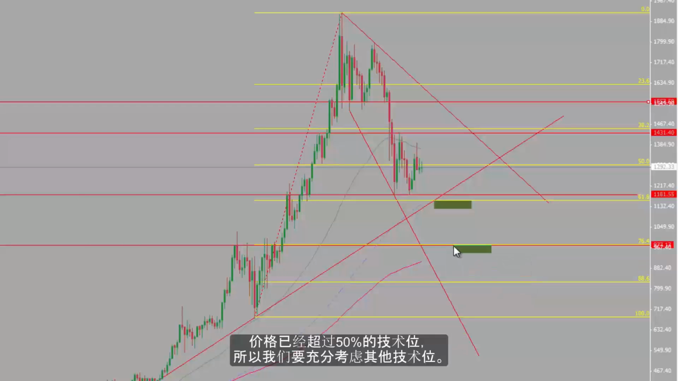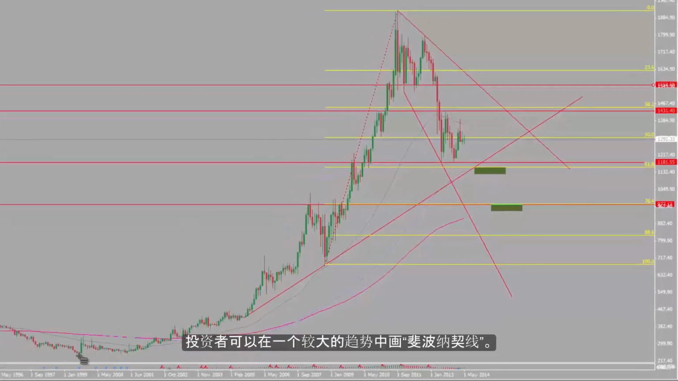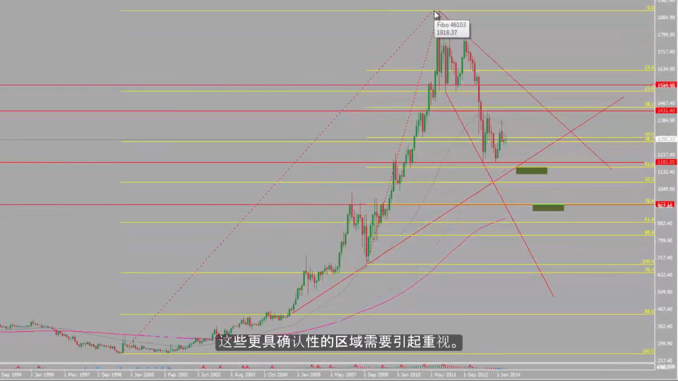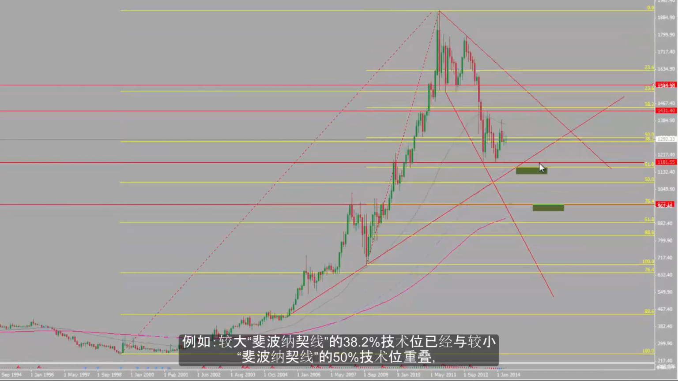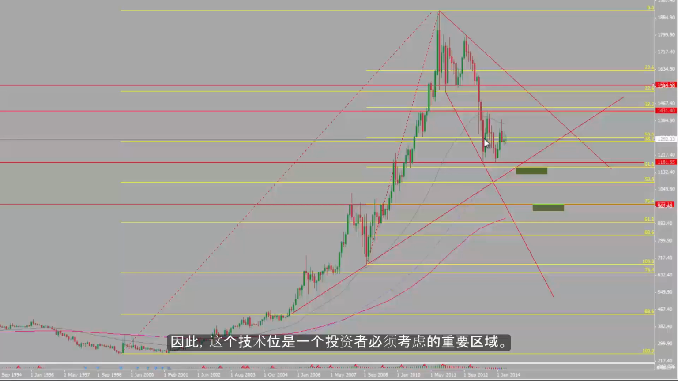Price has passed level 50%, so the remaining levels have to be considered thoroughly. A trader can place another Fibonacci on a bigger trend. Those regions with more confirmations would require utter regard. For instance, the level 38.2% of the bigger Fibonacci has overlapped the level 50% of a smaller Fibonacci. Thus, this level was an important region that traders must consider carefully.